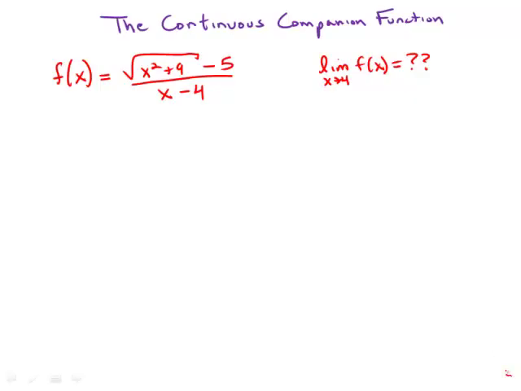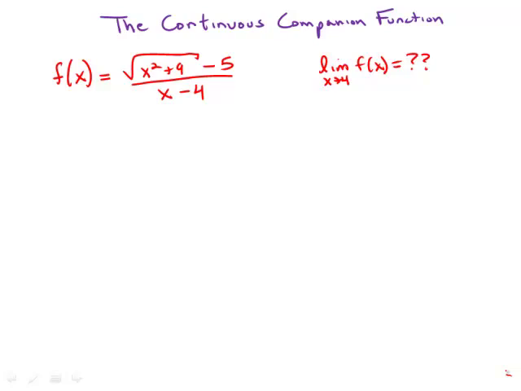Many of the functions of which we're going to be taking limits have what are called continuous companion functions, and I'm going to demonstrate this by dealing with this particularly complex function here. So f of x is a function that is not defined at x equals 4.